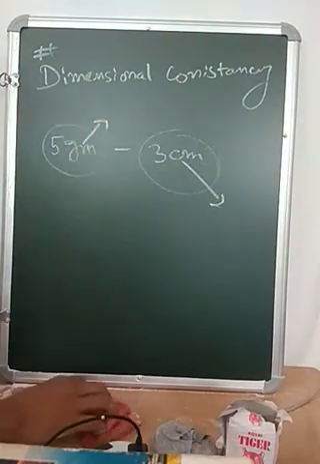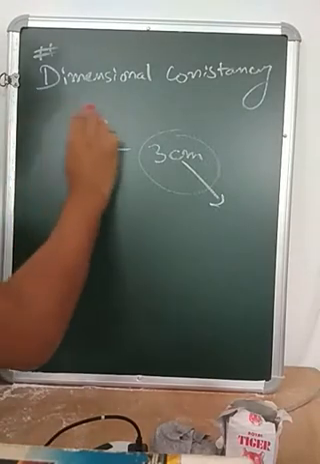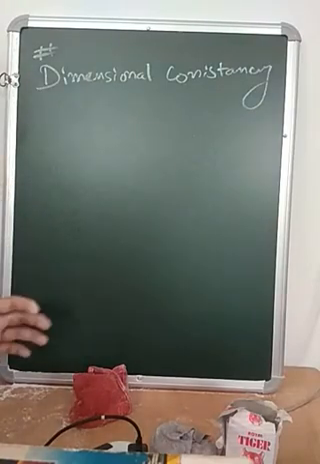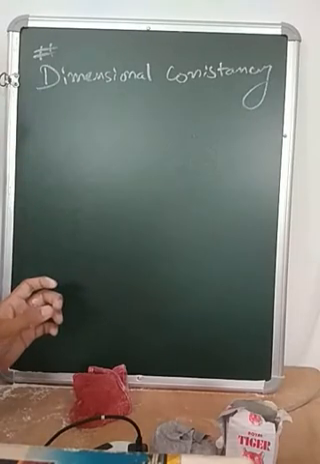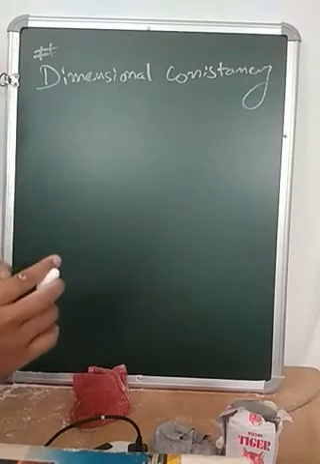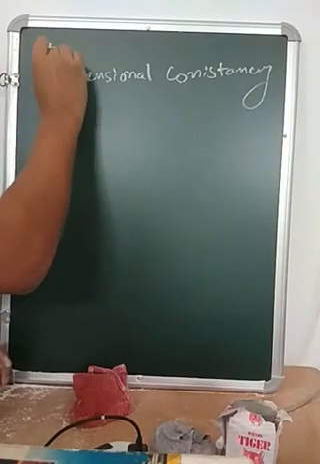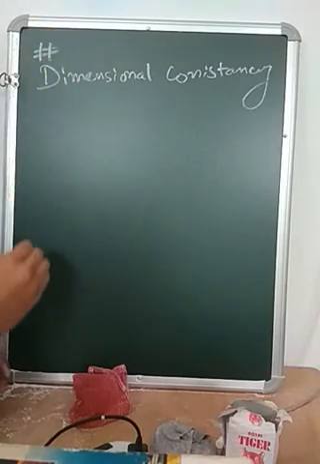So in any physical formula or any physical relation, the dimensions of each quantity will be the same. In any physical relation, the dimension of each physical quantity must be the same as the others, otherwise they cannot be written in the form of a formula.